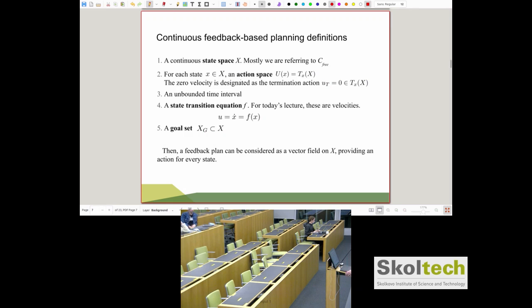Okay, so far we have defined all the elements, right? We have vector fields, now we have the transition equation. We have said that today we will just talk about velocities, but this could be abstracted to any other thing. And now the question is, let's list all the ingredients that we have for continuous feedback planning, right? As always, we start with a continuous state space. So the state space is the first requirement we always ask, and in this case, well, it's continuous, right? So this was the topic of today.